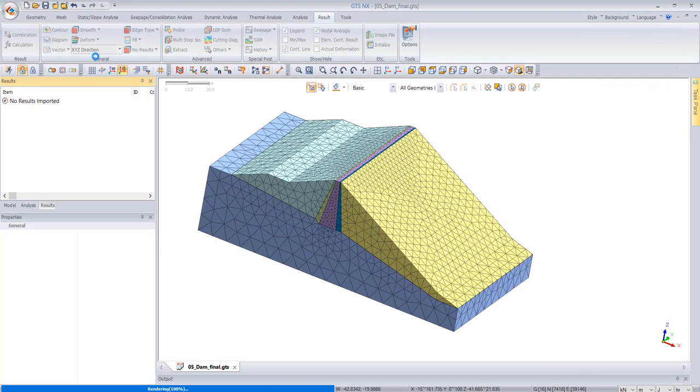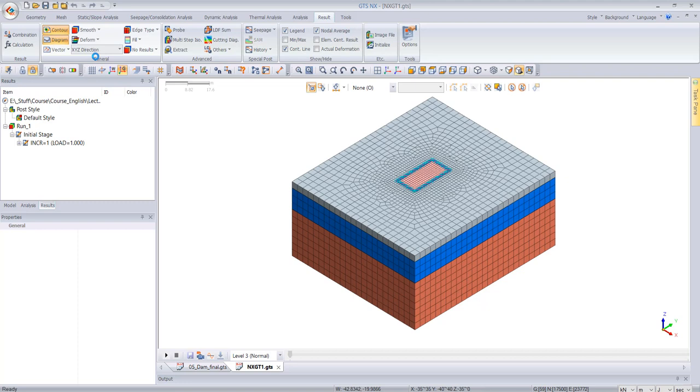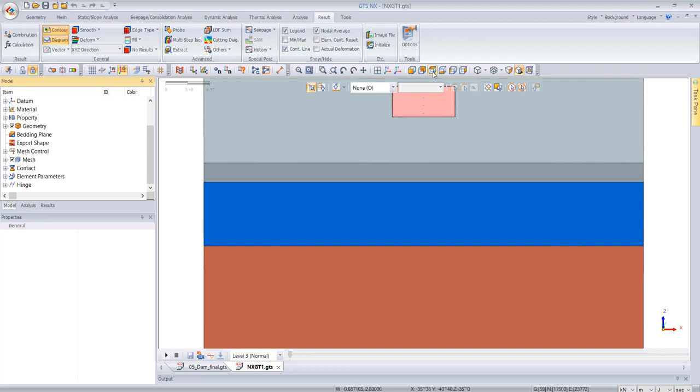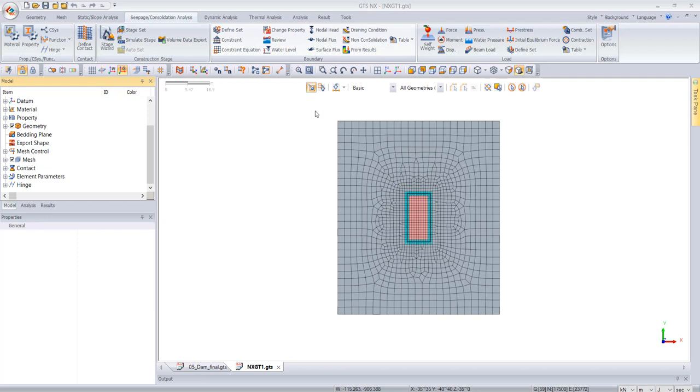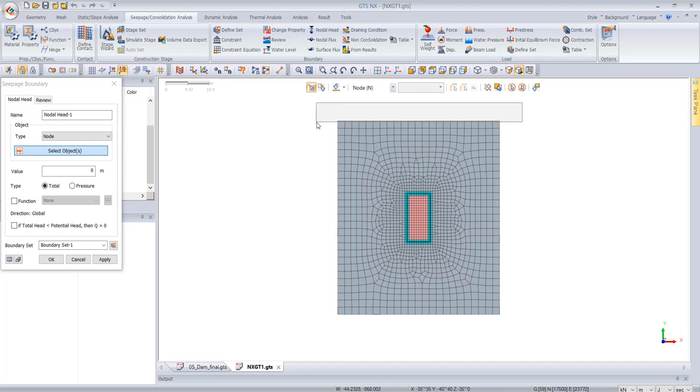Lecture 5, and we'll start to see how we can check seepage if we have a deep excavation like this. We'll go here and look at our problem, go to seepage, and start to add nodal head at this point, and here, and here, and here.